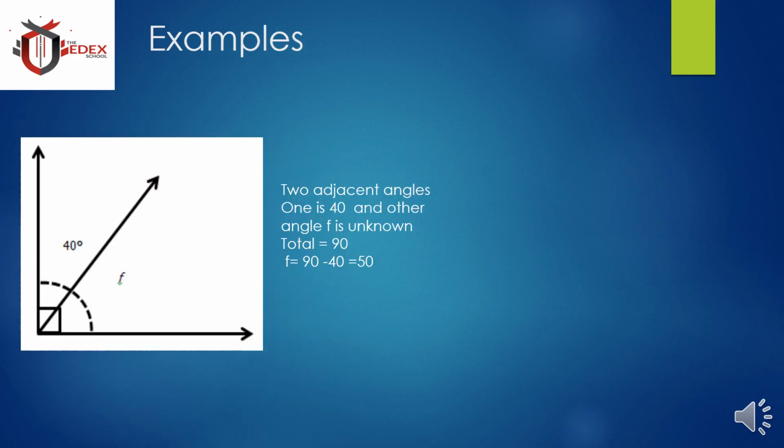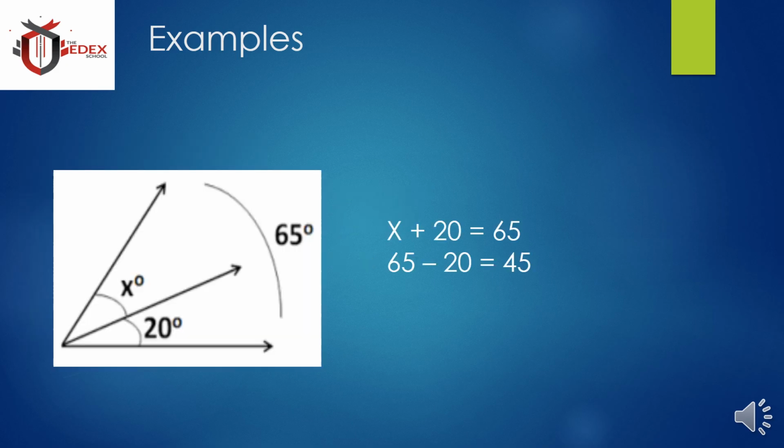Okay, what if there is an unknown angle in adjacent angles? Like one is known and another is unknown, and we have a total angle. Like you can see in this figure, this is a right angle and a right angle is equal to 90 degrees. So if one angle is 40, if you subtract this 40 from 90, you will get the unknown angle F. So 90 minus 40 is 50. Another example, the total angle is 65, one angle is 20. So if you subtract 20 from 65, you will get the value of angle X.